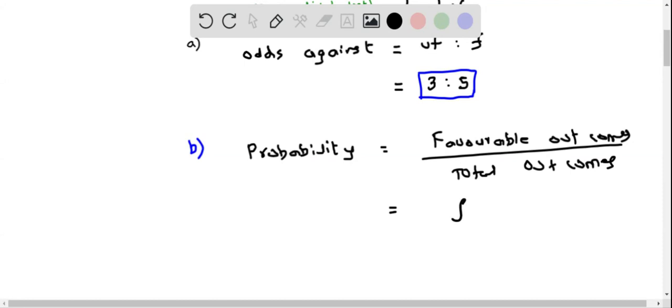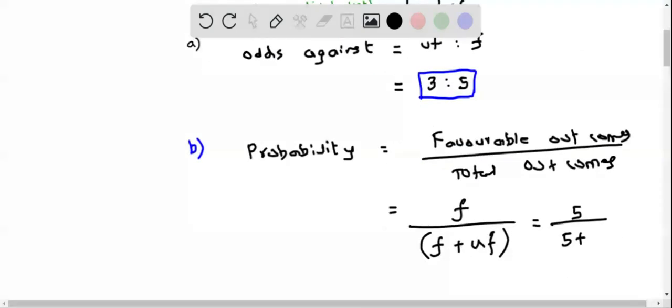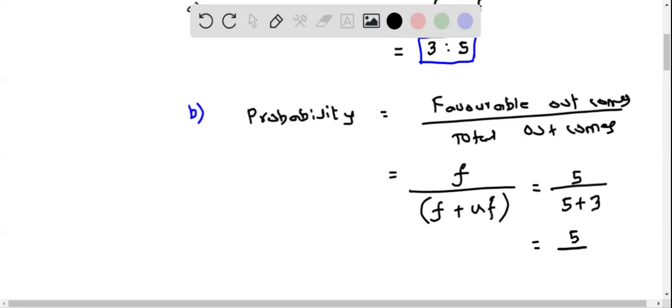So this one will be F, that is favorable outcomes, divided by total outcomes, which is the sum of favorable outcomes plus unfavorable outcomes. So we substitute F equal to 5, and this becomes 5 divided by 5 plus unfavorable outcomes equals 3. So I substitute 3 for unfavorable outcomes. And so therefore this gives 5 divided by 5 plus 3 equals 8. And so this is the probability that Marcia passes her driver's test.